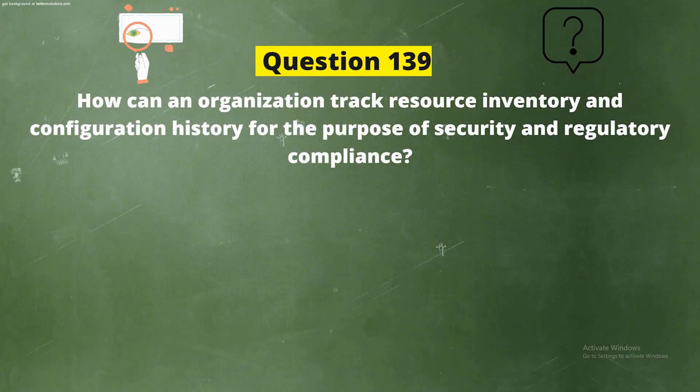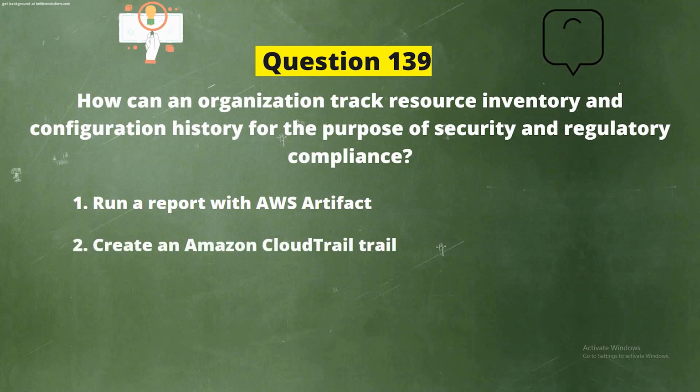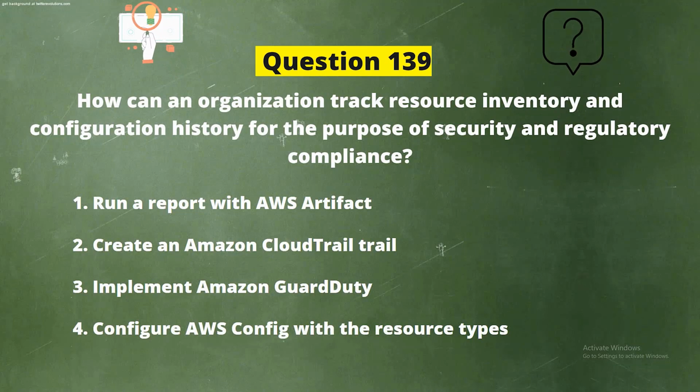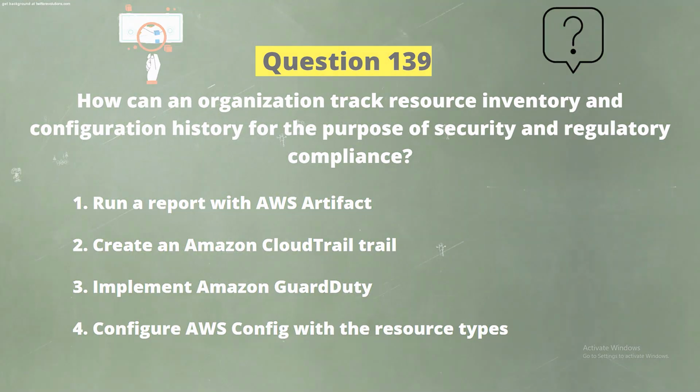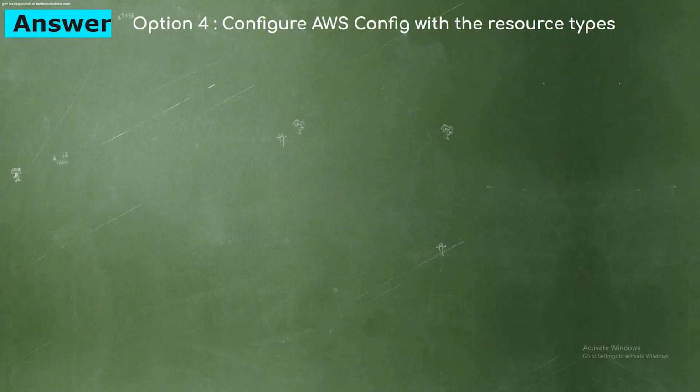Next question. How can an organization track resource inventory and configuration history for the purpose of security and regulatory compliance? And the options are: Option 1. Run a report with AWS Artifact. Option 2. Create an Amazon CloudTrail. Option 3. Implement Amazon GuardDuty. Option 4. Configure AWS Config with the resource types. And the correct answer is Option 4. Configure AWS Config with the resource types.